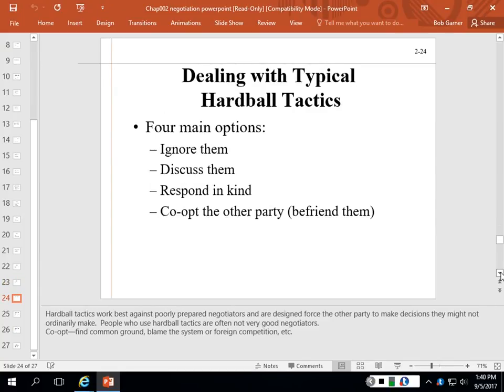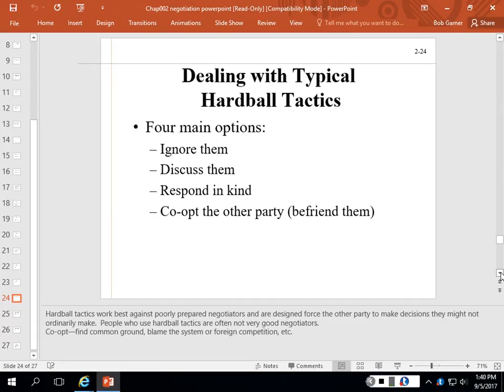All right, so dealing with hardball tactics, once again, try to stay out of those situations. I don't like dealing with people who are hardball people. There are four main options: ignore them, discuss them, ask them why they're doing it, or respond in kind, and then it becomes another situation to try to stay out of. And if somebody's hardballing you, try to figure out a way to break down that barrier.